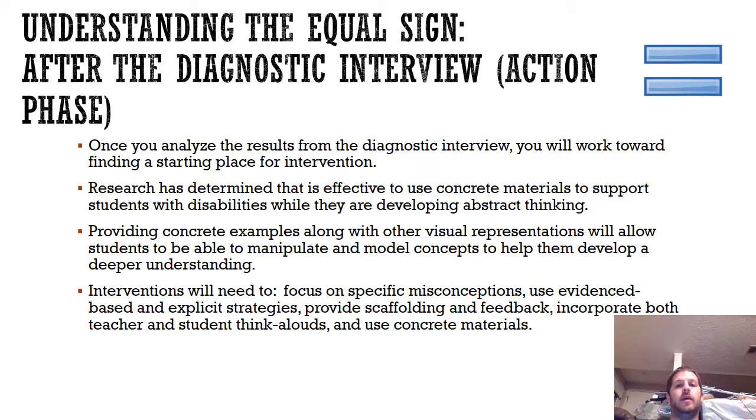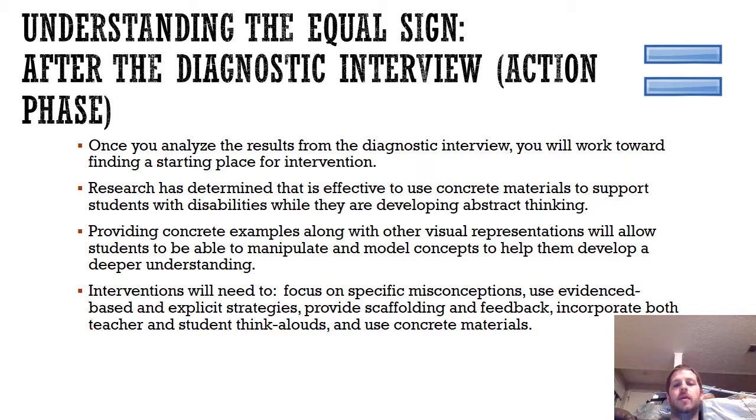After the diagnostic interview, which is the action phase, once you analyze the results from the diagnostic interview, you will work toward finding a starting place for intervention. Research has determined that it is effective to use concrete materials to support students with disabilities while they are developing abstract thinking. Providing concrete examples along with other visual representations will allow students to be able to manipulate and model concepts to help them develop a deeper understanding.